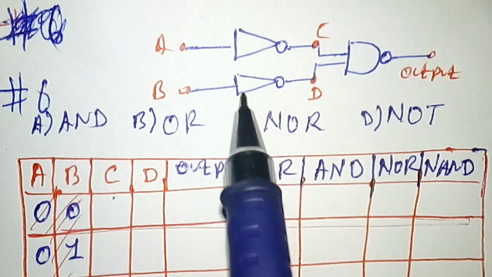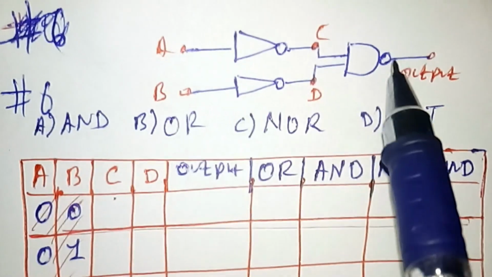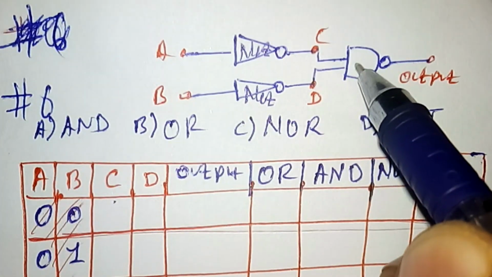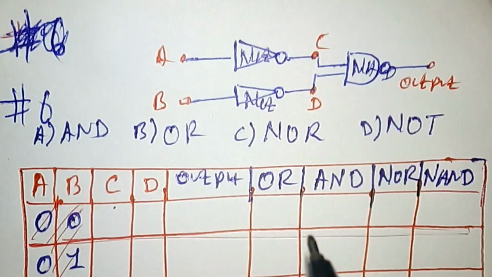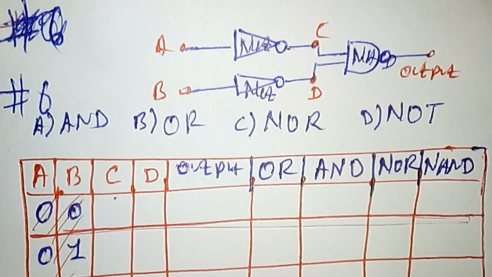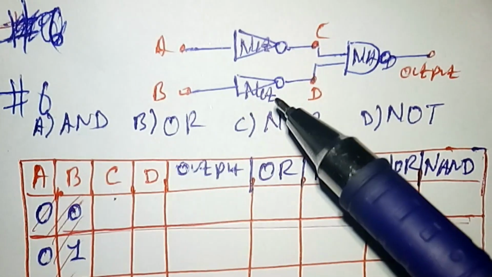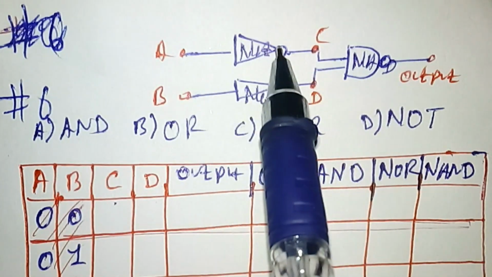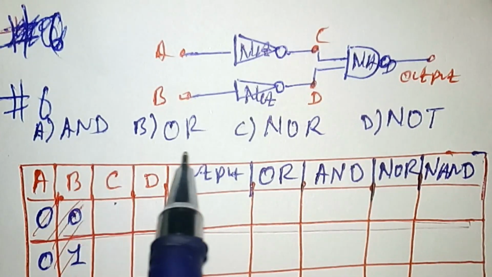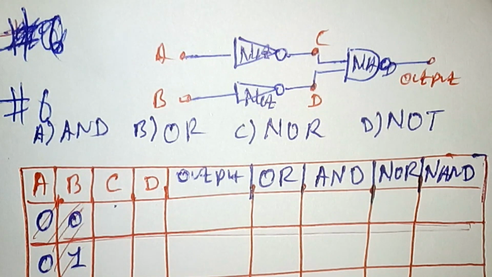The diagram given is a combination of 3 logic gates, 2 NOT gates and 1 NAND gate. This is a NOT gate and this is also a NOT gate, but this one is NAND, not AND. So we can do the truth table for this combination of logic gates. The question is which one of the following is equivalent to the above combination. According to this diagram, is it equivalent to an AND, NOR or NOT gate? We can prove this by using the truth table.